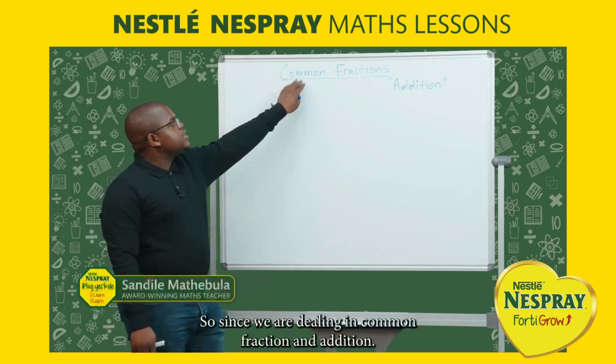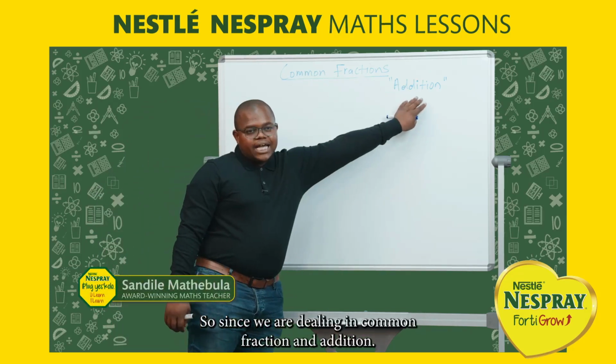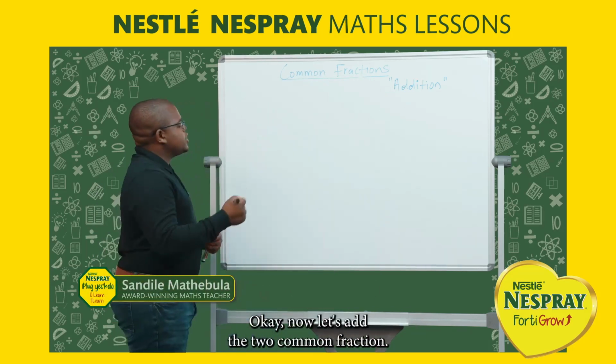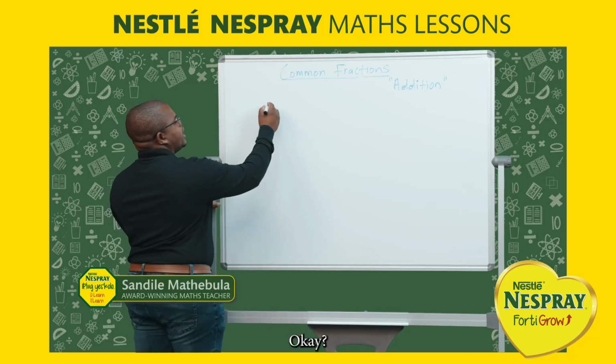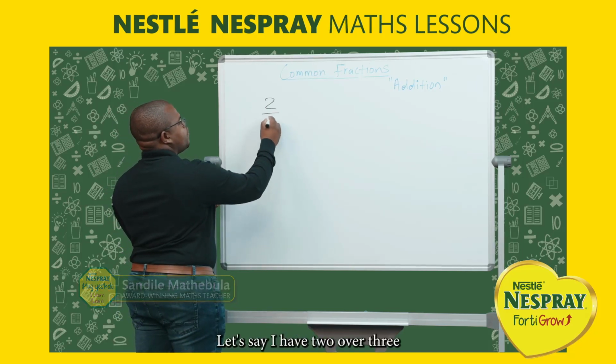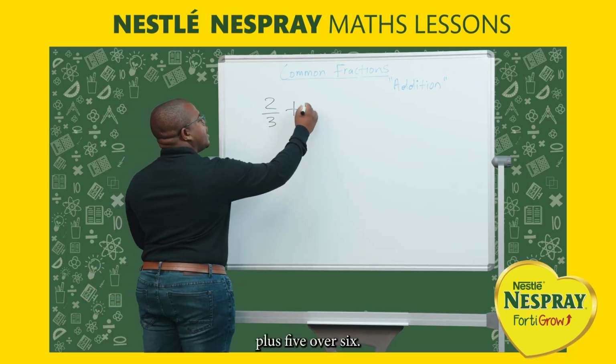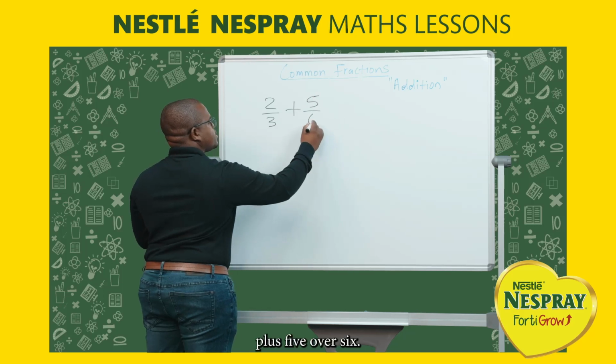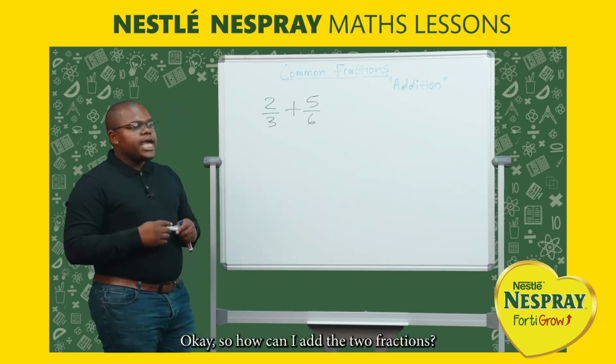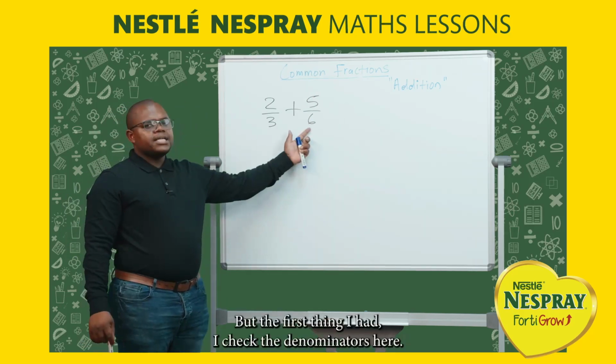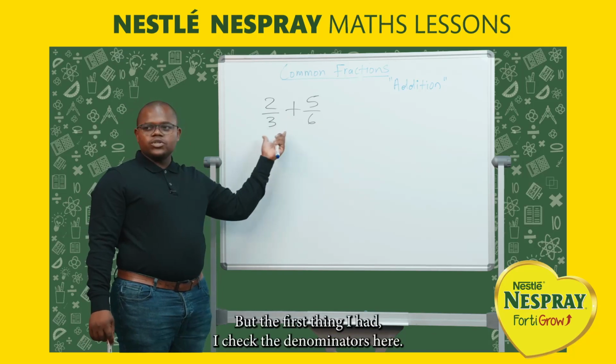Okay, so since we're dealing with common fractions under addition, now let's add two common fractions. Let's say I have 2 over 3 plus 5 over 6. So how can I add the two fractions? The first thing I check is the denominators.